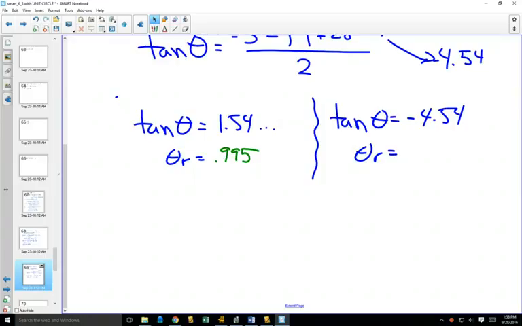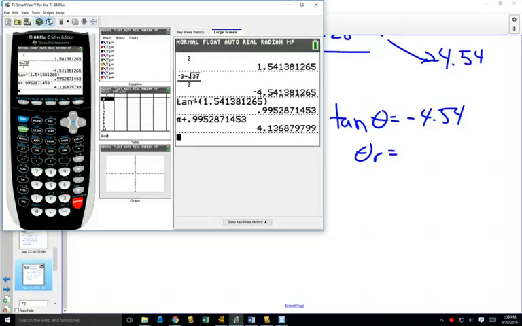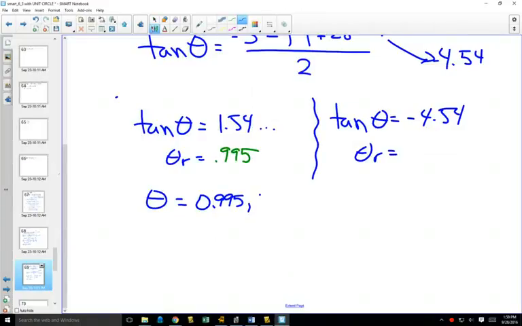So what does that mean for our answers? Our first one is positive in quadrant 1 and quadrant 3 for tan. So in quadrant 1, we'll get 0.995. In quadrant 3, if you think about it, you would have to do pi plus our reference angle. So I'll just go back and push enter on that and find out my other answer is 4.14. Those would be my two answers for the first one.